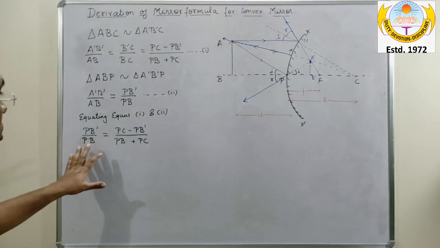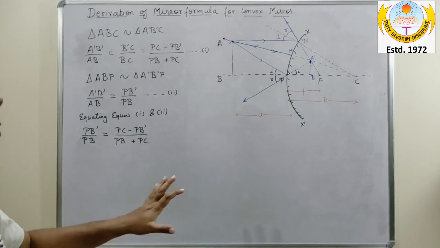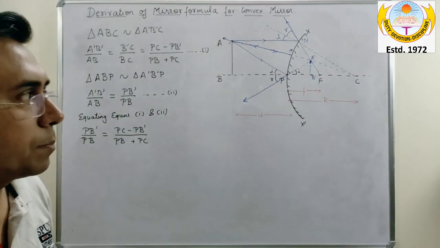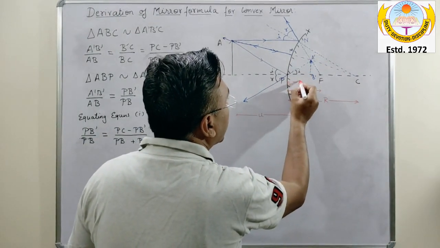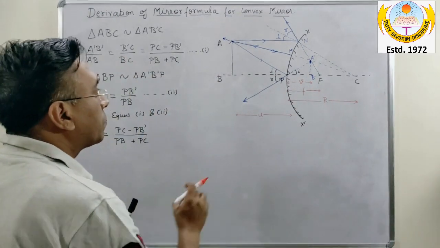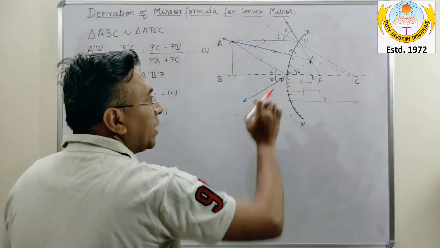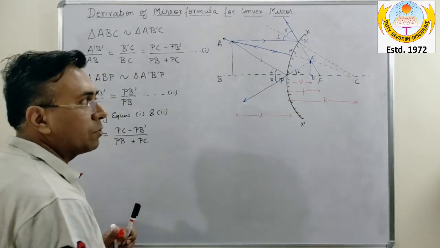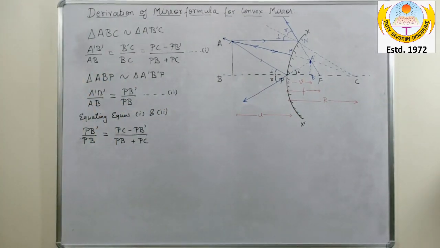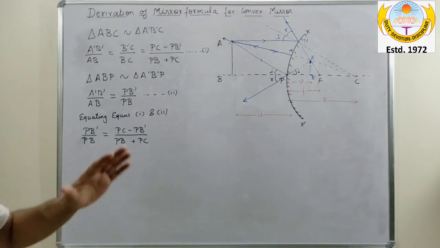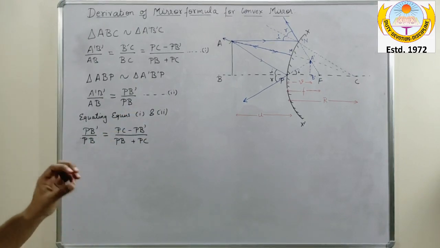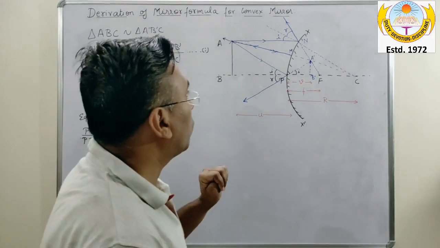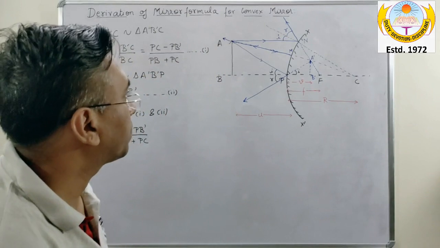is, we have to replace all this PB, PB dash and PC with U, V and R. Now this PB dash is obviously the image, so we can write it as V. Now see over here, PB is U, PB dash is image distance V, PF is obviously F and PC is R. But remember, when we replace PB, PB dash, PC with U, V and R, we have to do it along with the sign convention. Now first let's understand what would be the signs of all these terms.